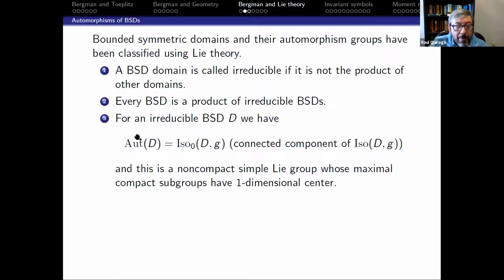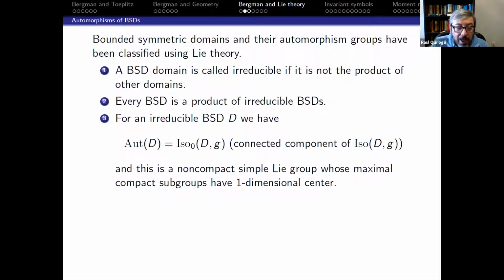Precisely these are the automorphism groups. Now, if you just consider this condition, non-compact simple Lie groups, then you get more than the automorphism groups of irreducible bounded symmetric domains. However, if you require this additional condition, that the maximal compact subgroups have one-dimensional center, then you have a one-to-one correspondence between irreducible bounded symmetric domains and Lie groups of this type, with all conditions: simple, non-compact, and maximal compact with one-dimensional center.